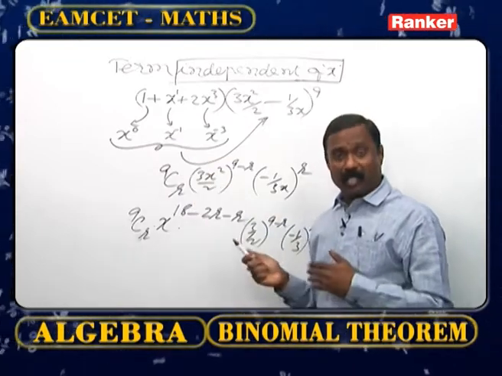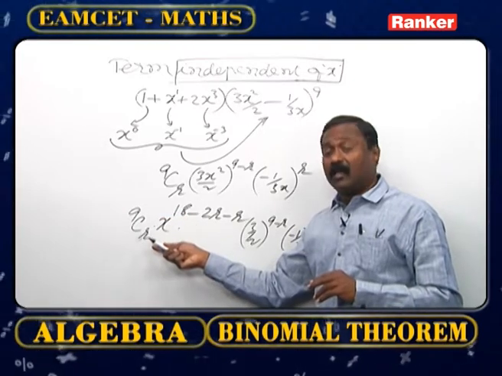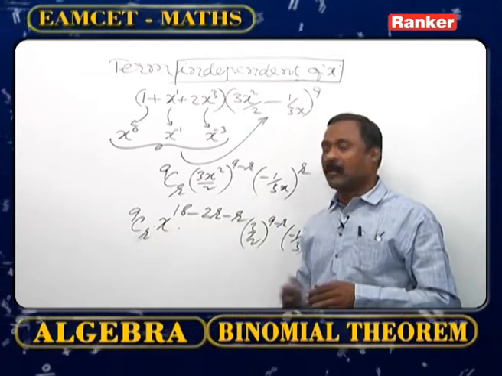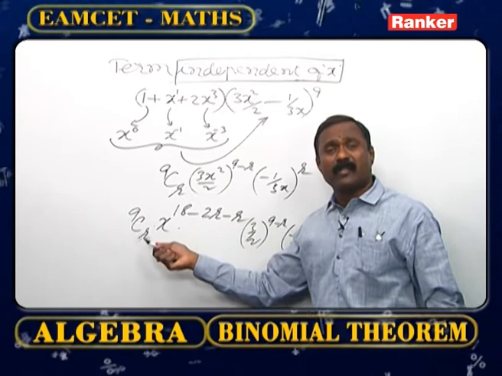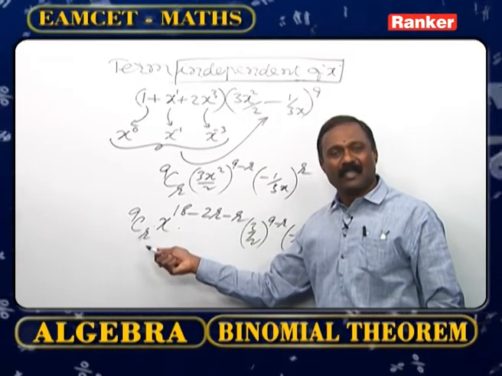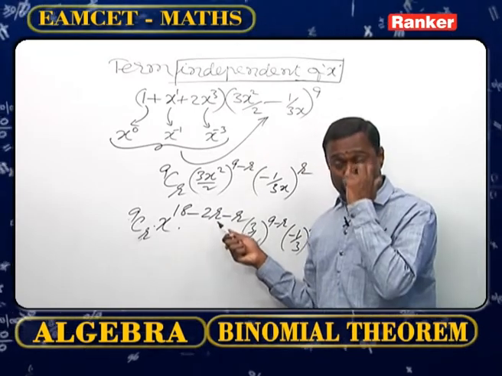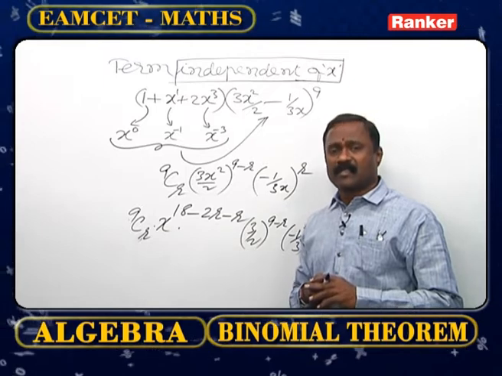We don't know. We have to equate and check it out, because when 9Cr is there, it is like nCr. r should always be a positive integer. That means it should be a natural number starting from 1. So when r becomes a positive integer, then only that is a valid value. Otherwise, no such value exists.